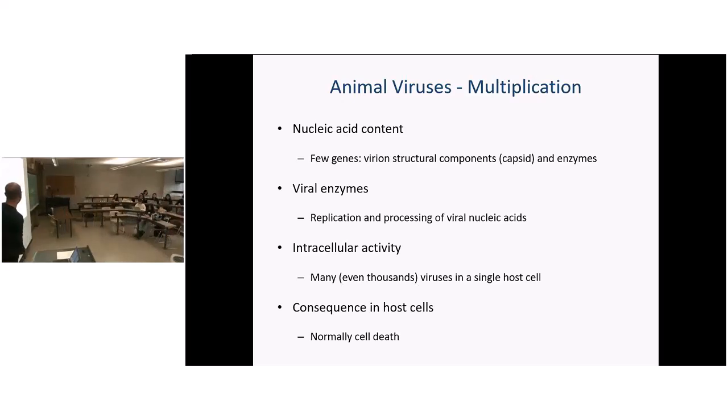Consequence in host cells, for the most part, once you have thousands of virions in the same cell, what probably will happen is that the virus takes control of all that machinery to produce other things. You end up weakening the cell, and eventually you produce so many of these viruses that the cell explodes, and then you kill the cell.